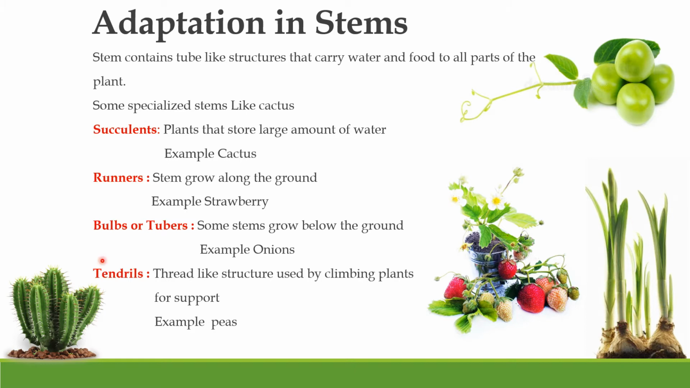Now, the last type of stem is tendrils. What are tendrils? Hope you're aware of climbing plants. These climbing plants have a thread-like structure, and that is called tendrils. These thread-like structures are used by the climbing plants for support. For example, peas.